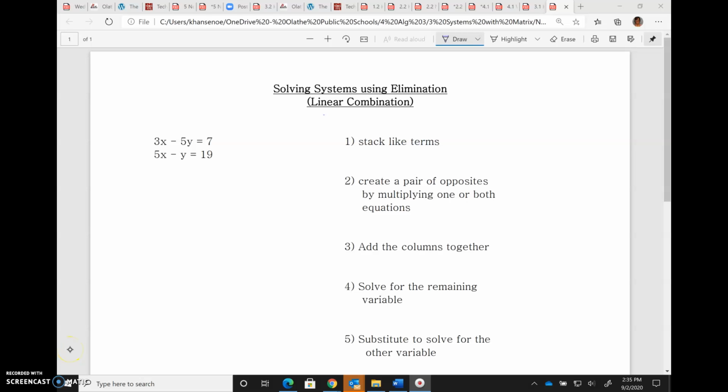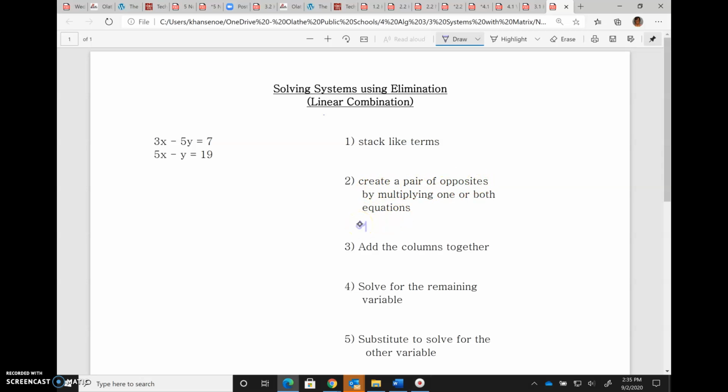Solving systems by using elimination. The reason I put linear combination down there is that sometimes elimination is also referred to as linear combination. First, I want you to stack like terms. That's what I have over here, my x's together and my y's together. Then it says create a pair of opposites.